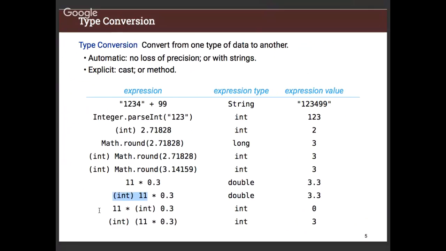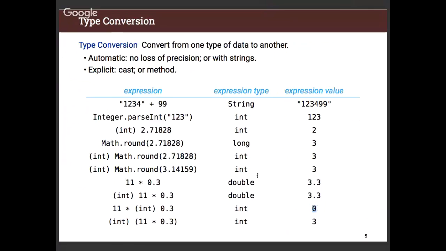If I put the int in front of 0.3, Java will say, okay, 0.3 is a double, but Jack is forcing me to make it into an int. So I just throw away the real part. I keep the whole number part, which is 0. And now I have int 11, the integer 11 times the integer 0, which will give me an integer with the value 0. 11 times 0 is 0.